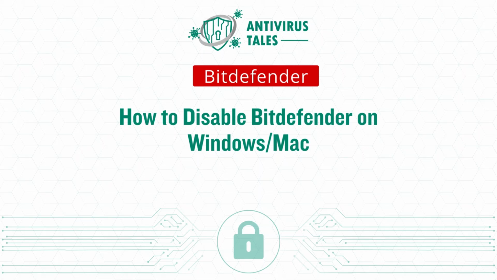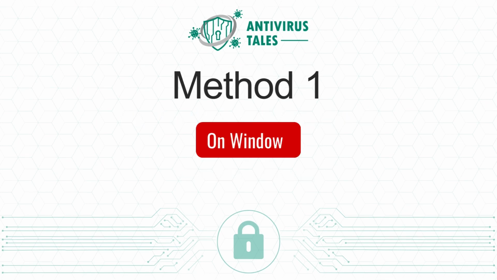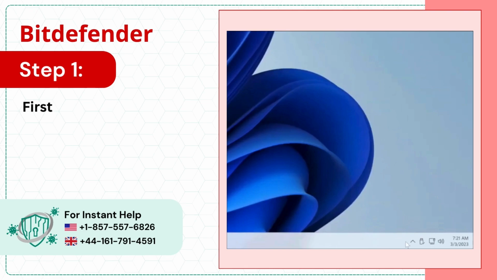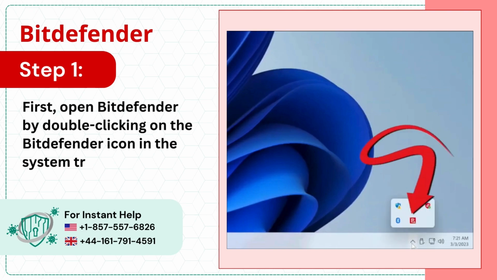How to disable Bitdefender on Windows/Mac. 2 quick solutions. Method 1. On Windows. Step 1. First open Bitdefender by double-clicking on the Bitdefender icon in the system tray or the desktop.